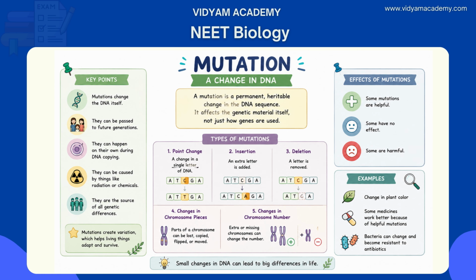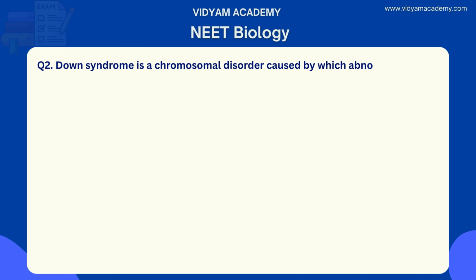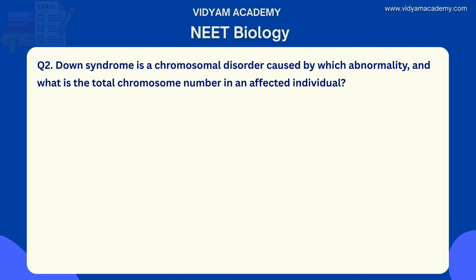Next, move to question number 2. Down syndrome is a chromosomal disorder caused by which abnormality, and what is the total chromosome number in an affected individual? So here the options are: option A, monosomy of chromosome 21, total 45 chromosomes.